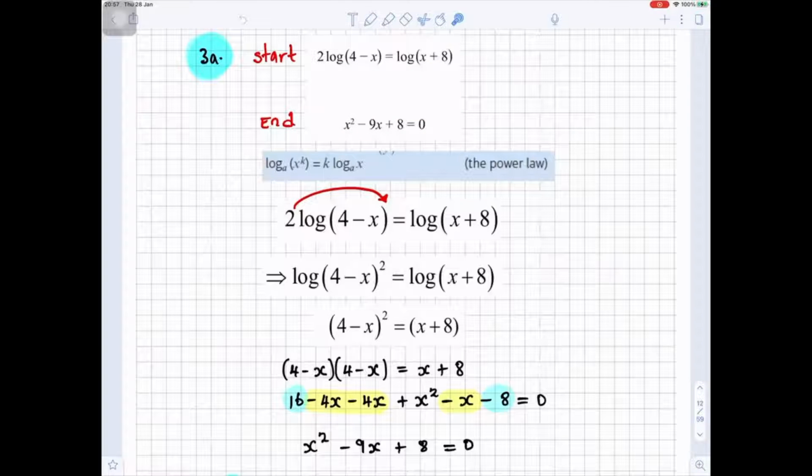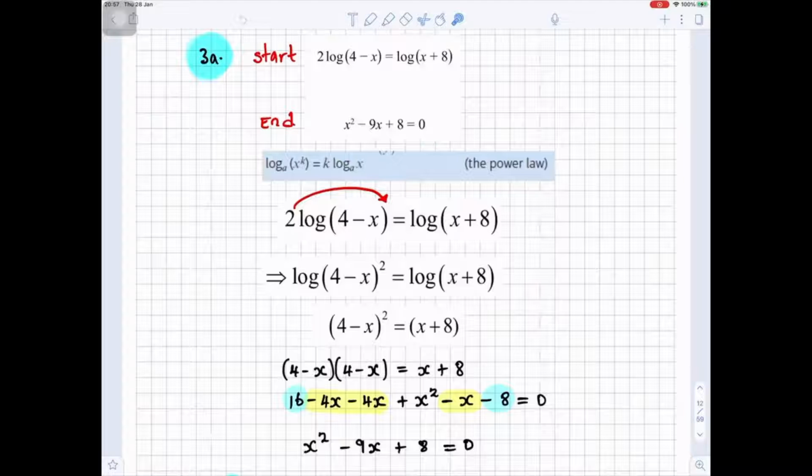So we're going to use this formula, the power law. Log of x to the k to the base a is equal to k log x to the base a, the k comes in front. So we want to take this 2 to the front. So it becomes log 4 minus x all squared is equal to log x plus 8. We can take out the logs. We've got log on the left and log on the right, so the logs can come out. Now we're left with 4 minus x all squared equals x plus 8.